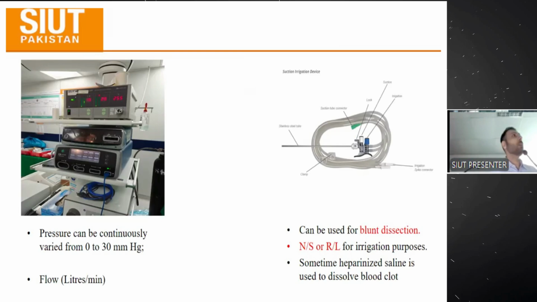The irrigation fluid is mostly normal saline or Ringer's lactate. And sometimes, though I've not seen it in clinical practice, some surgeons might have used heparinized saline, which is used to dissolve the blood clots in the intra-abdominal cavity when there's a lot of bleeding.